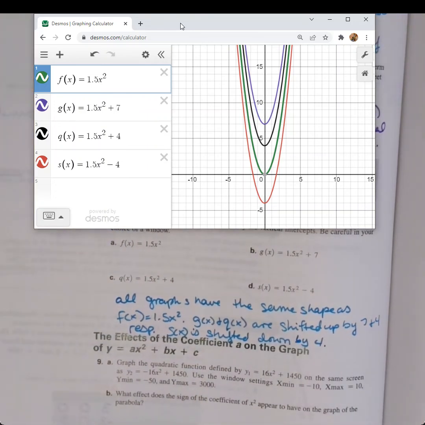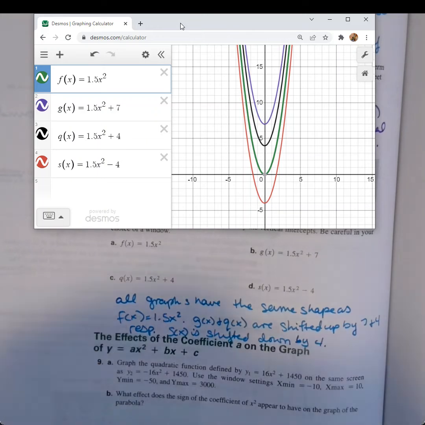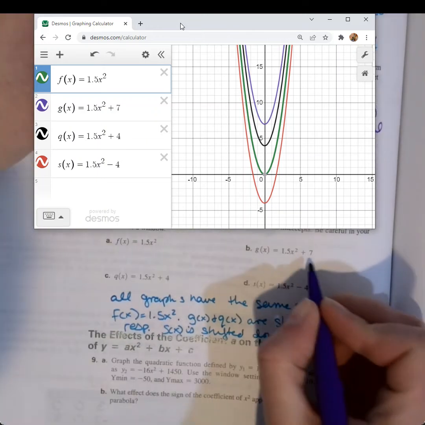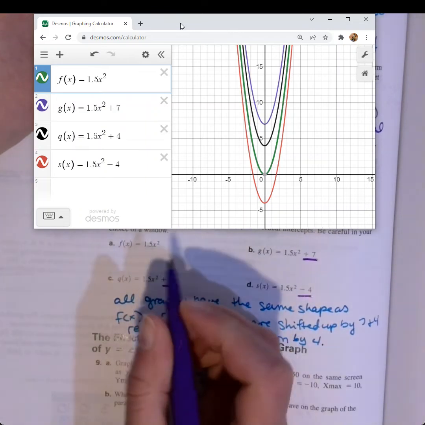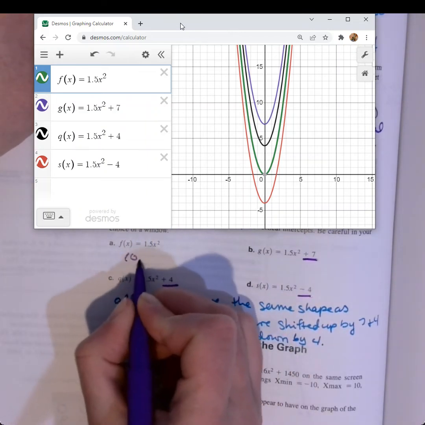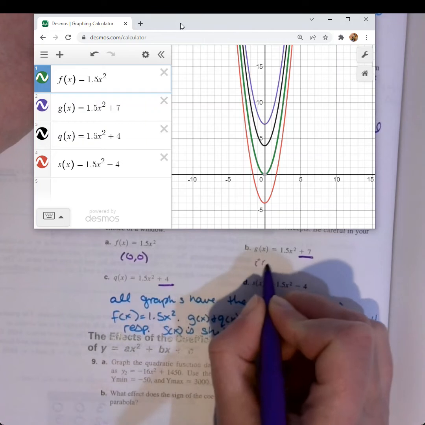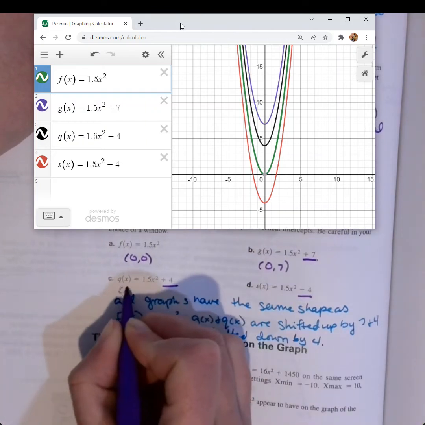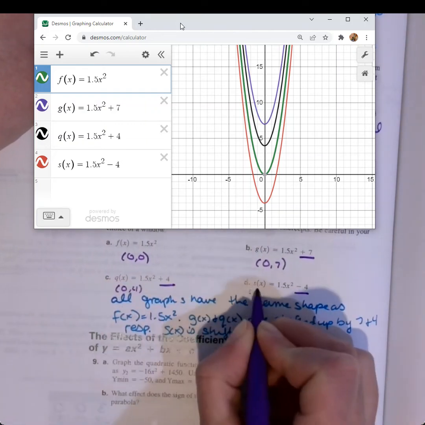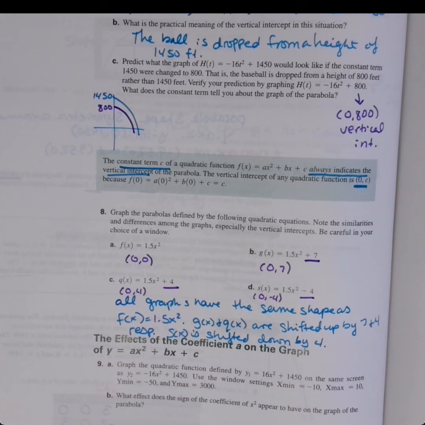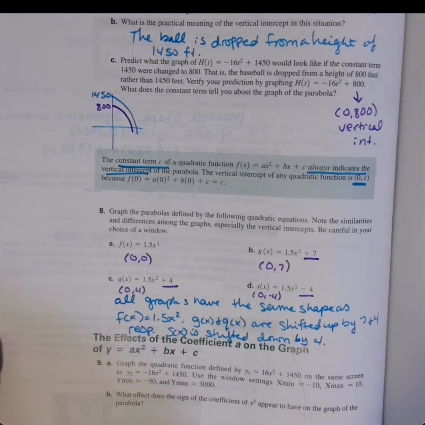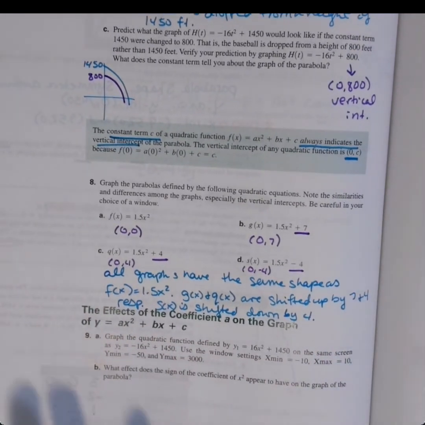They've just been shoved up, shoved down based on their C value, because their C value is just changing the y-intercept. The y-intercept of the first graph was (0, 0). Then we have (0, 7) as the y-intercept, then (0, 4), then (0, negative 4). All right. That talks about C, the effect of C.